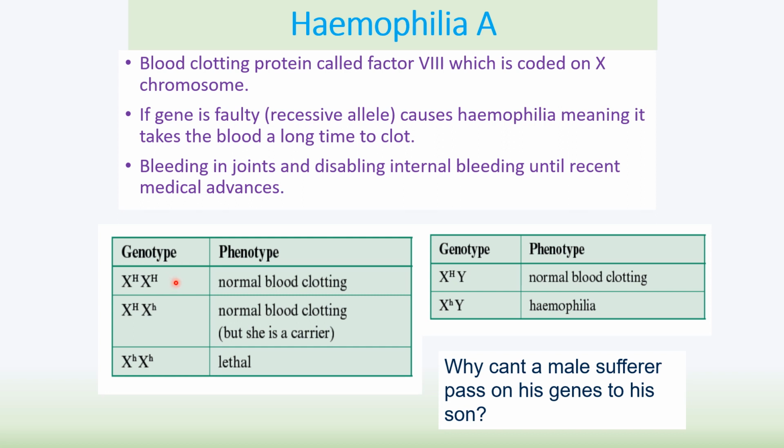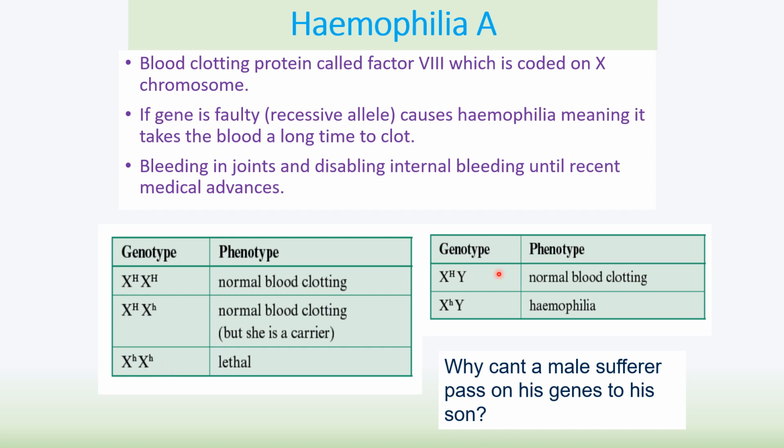So the dominant H is healthy. Remember, because we're looking at sex linkage here, we've got to put it on the X or Y chromosome. You'd have a normal clotting factor here, but you've got a carrier, so you could potentially pass that on to an offspring. And if you're X little h, that would be lethal for females because when they start puberty, they would die due to the menstrual cycle.